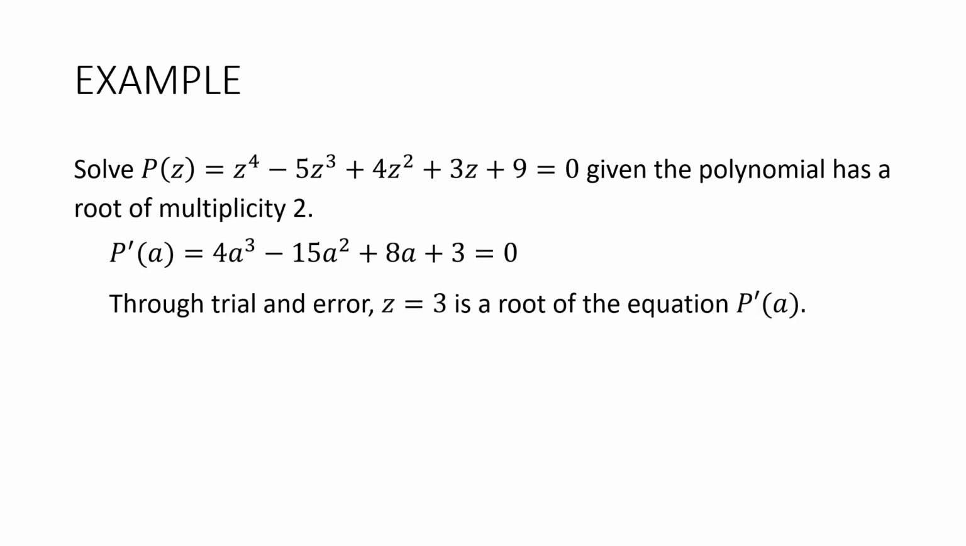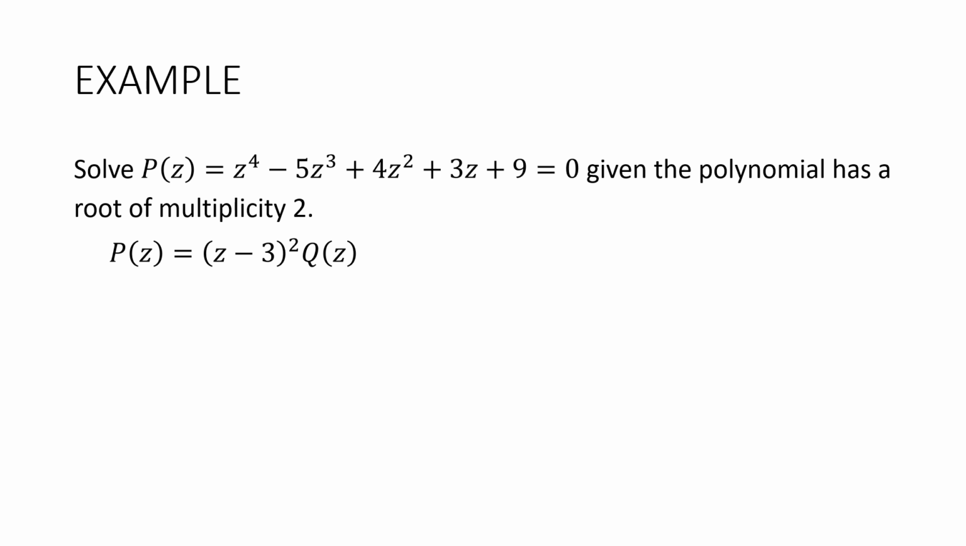So through trial and error, z equals 3 is a root of the equation p dashed of a. And that means that we can write p of z like this. Here's our root of multiplicity 2, and then we're going to multiply it by some other polynomial, q of z.